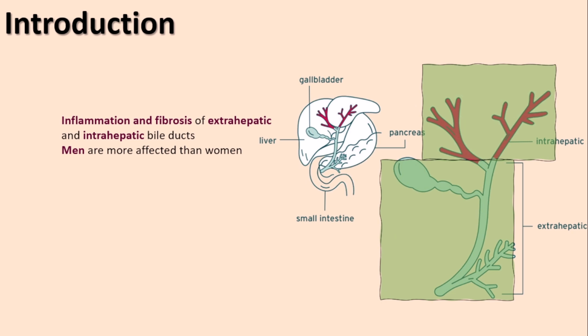So here in this disease, primary sclerosing cholangitis, we have inflammation of extrahepatic and intrahepatic bile ducts, and it goes against primary biliary cirrhosis, where we have only inflammation of extrahepatic bile ducts. And note that unlike primary biliary cirrhosis, here in primary sclerosing cholangitis, men are affected more than women. So men are twice as affected as women in this disease.